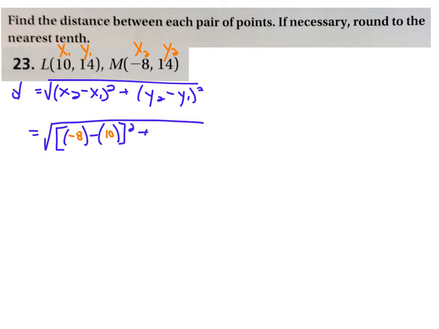Close the brackets and square it, plus y2, which we know to be 14, minus y1, which we know to be also 14. You can see that part's going to work out to be 0. Close those and square it. And of course, I should extend this out so that you understand that that's getting squared all the way.